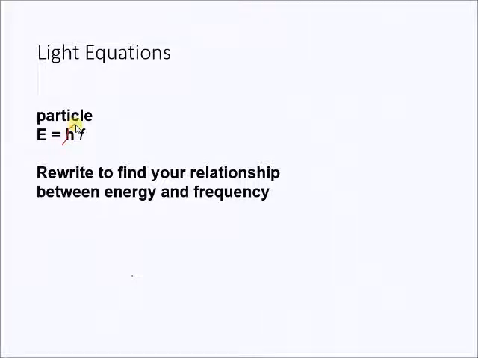This is a constant, so we can just cross it off. Cool. And then where do we want to put things? On the left side of the equation. So now we can rewrite this: energy over frequency.